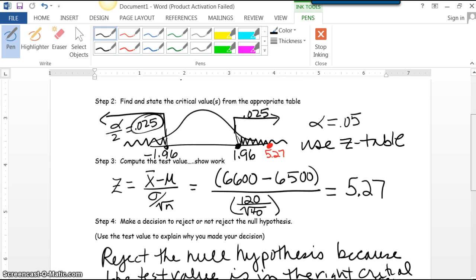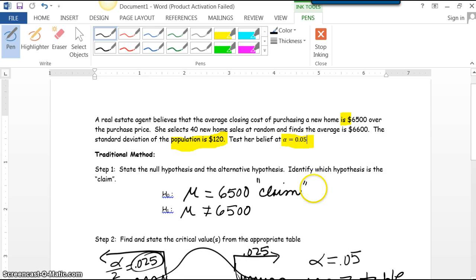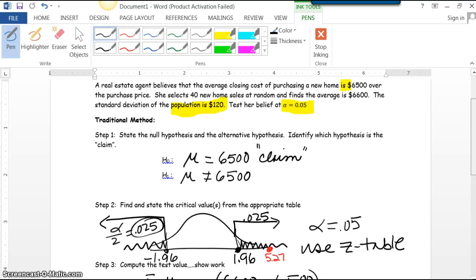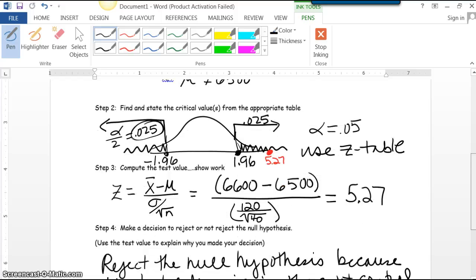And then go back up to your hypothesis. What you're doing is you're rejecting this. You're saying this is not true. This hypothesis also happens to be her claim. So we're also saying her claim is not true. We don't think that the average closing costs are $6,500.